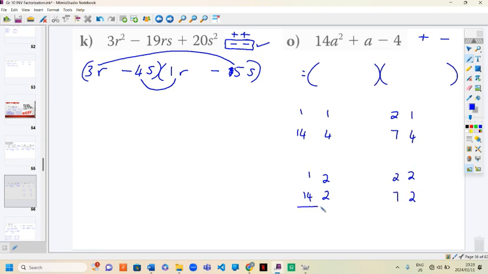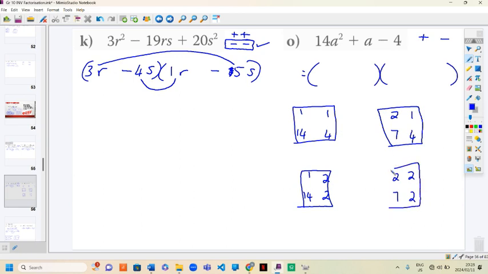So now I've got 4 boxes. Ooh, now it's getting quite complicated. Let's put some boxes around those and around those. Can you see that? The factors of 14 went with the factors of 4, which is 1 and 4, 1 and 4, and also the other factors of 4, which is 2 and 2, 2 and 2. So please don't forget that.